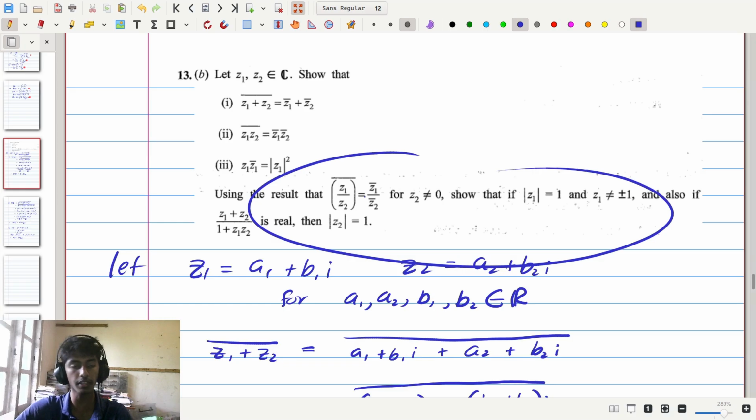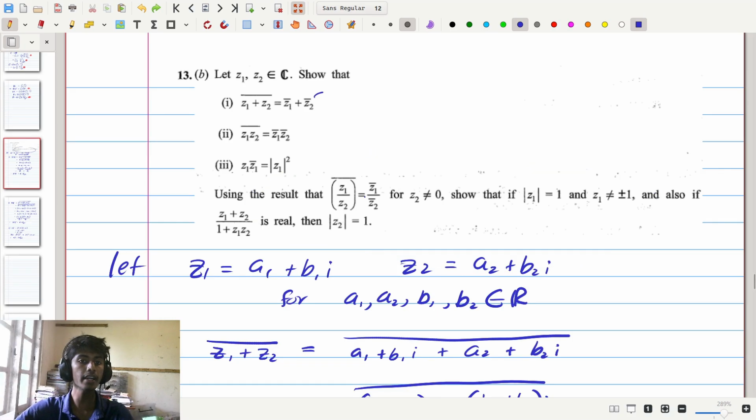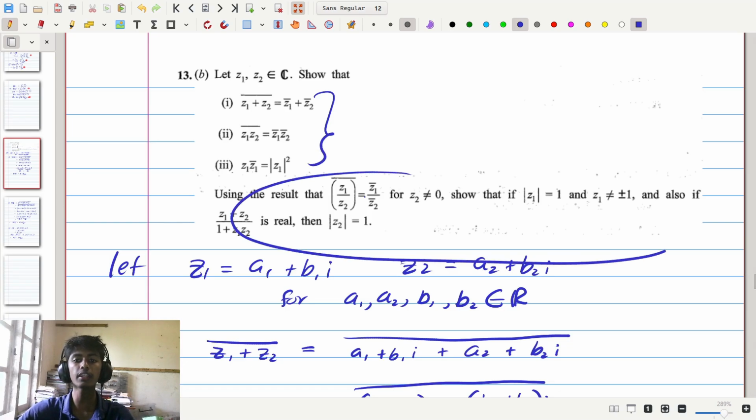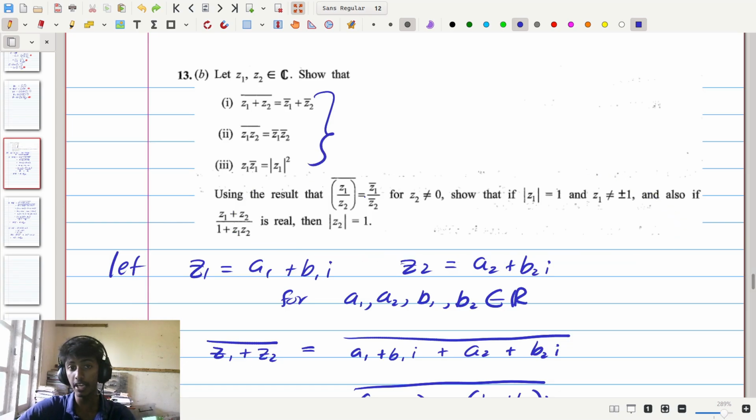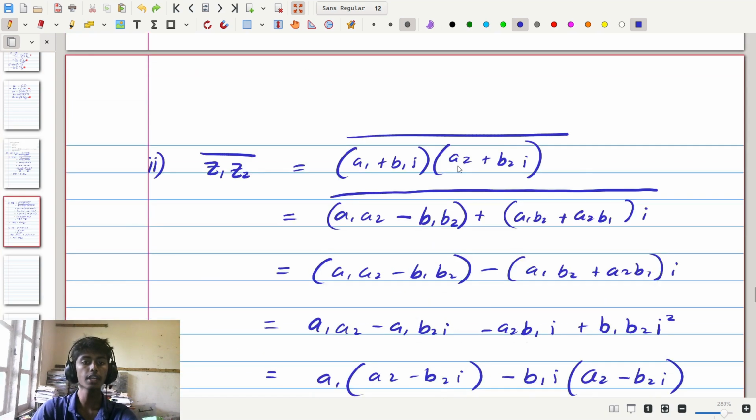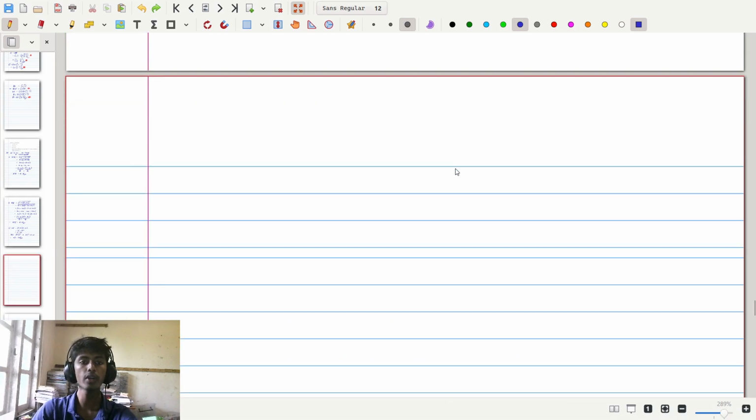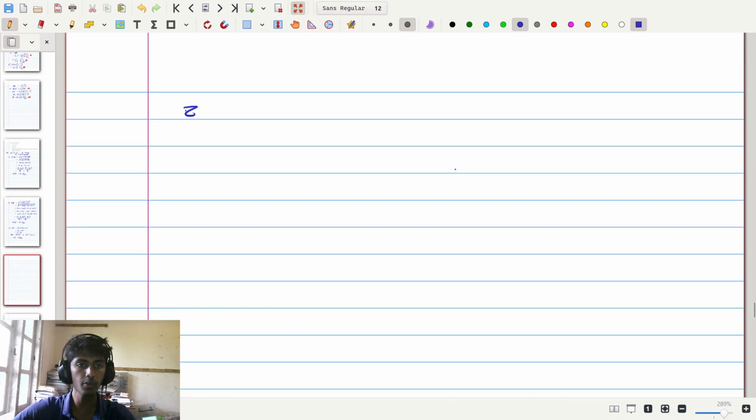Now in this kind of thing, if we are asked to prove some things and then we are asked to solve something, usually in the complex question, we are going to have to use the identities that we proved in the thing that we're solving at the very end. In this particular case, that is also the case. We need to use these three identities when we are solving this thing being real and z1's modulus being equal to 1, while z1 is not equal to plus or minus 1, in order to show that z2's modulus is also equal to 1.